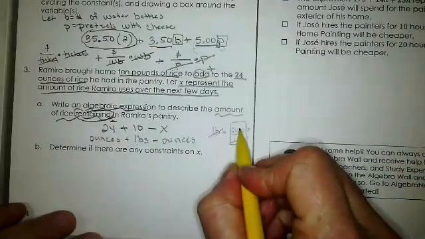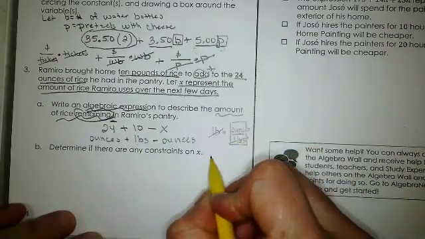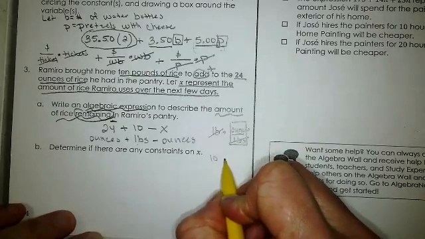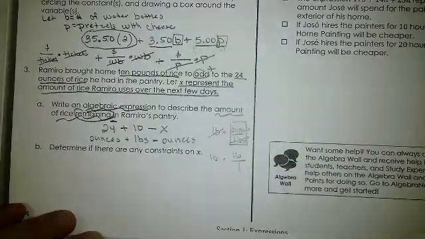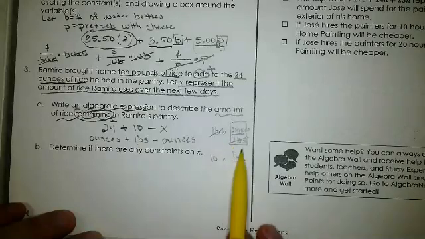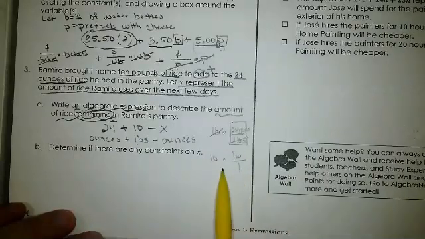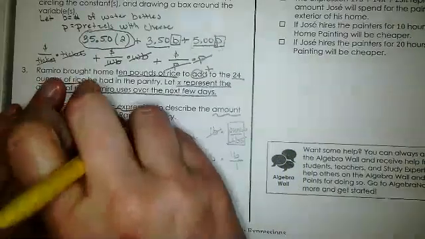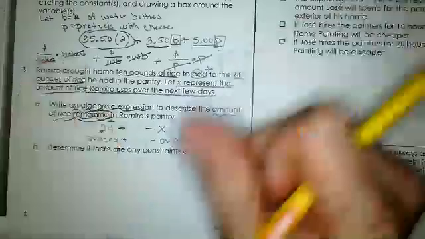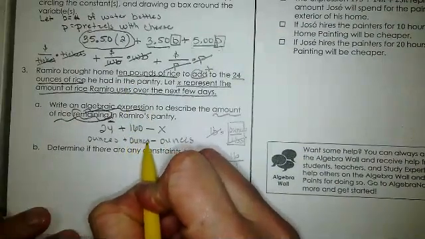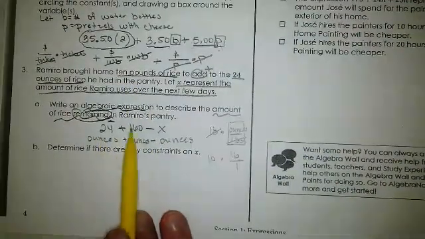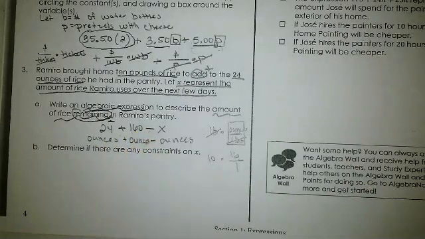I do know that there are 16 ounces in a pound. So if I have 10 pounds, I'm going to multiply that by 16 ounces per pound. So pounds, ounces, pounds. I really end up with 10 times 16, which is 160. And now it's in ounces. So I'll be doing 24 ounces plus 160 ounces minus however many ounces he uses.